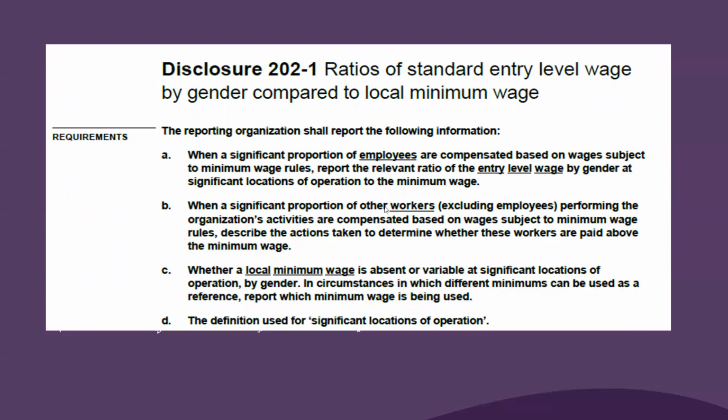So number 1, disclosure 202-1. Ratios of standard entry-level wage by gender compared to local minimum wage. So basically in this disclosure, we have to look into the proportion of employees who are compensated based on wages subject to minimum wage rules. Ito madalas, class, this is part of the disclosure made by the manufacturing entities. Kasi syempre pag in the factory, usually especially white collar job, they are being paid out based on the minimum wage.